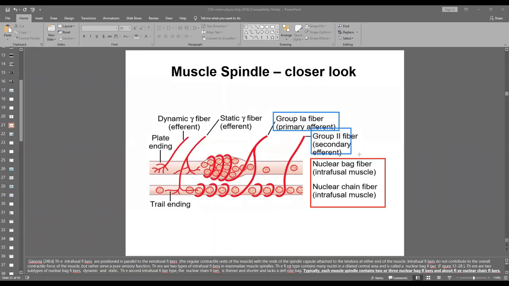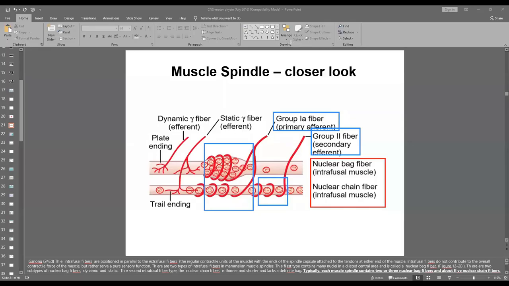Then you have the group 2, which is at the end of the fiber as well. And here you now see some differences. Maybe it's too much information from the last slide, but still, let me just say it, and we will repeat it in the next class: group 1A supplies both types of fibers. Group 2 supplies the chain only. This has some serious implications in the functions of the muscle spindle, which we will cover in the next class. But for now, just remember that 1A supplies both, as you can see here, and group 2 supplies only the chain fibers. Capisce?